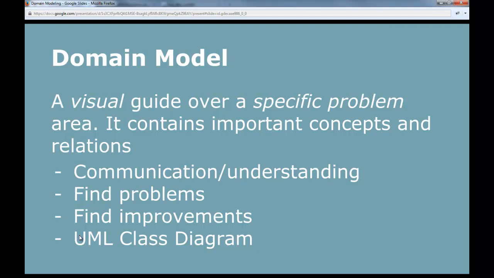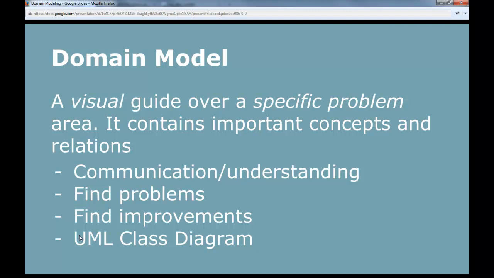And as a software developer, we need to understand other problem areas also to be good at software development. So for this, we use the domain model, and we use it to get an understanding over a problem area and communicate this understanding within our team, with our customers, so that we know that we have understood things correctly, and also to find problems and improvements. And we use the UML class diagram notation for this.